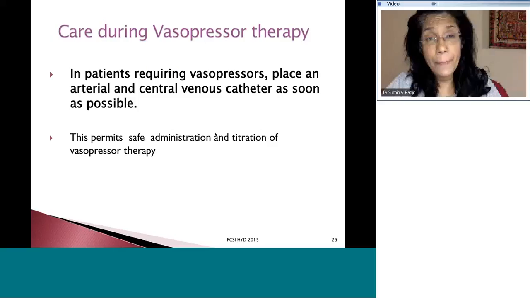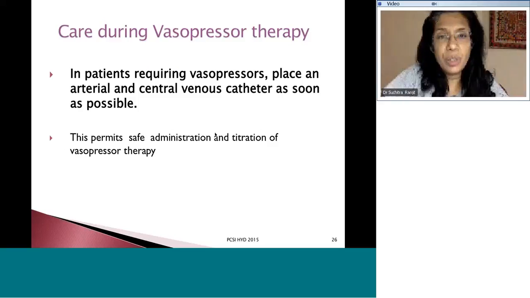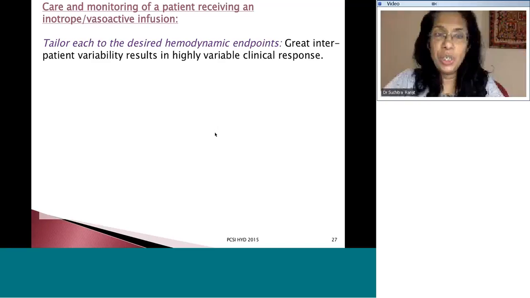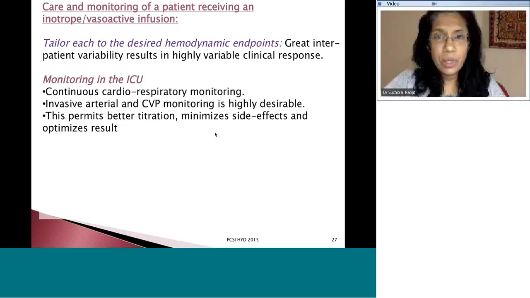Care during vasopressor therapy: in patients requiring vasopressors, as soon as possible we must get a reliable arterial and central venous catheter, because then you can give very safe administration. Central line access will permit safe administration without peripheral ischemia, and arterial line insertion will tell you exactly what the diastolic blood pressure, the mean, and the pulse pressure are, and you can titrate your vasopressor much more precisely. When you have a patient on an inotrope and vasoactive agent, it's very important to titrate each agent to the desired hemodynamic endpoint. There can be a very variable clinical response, and you must have your goals very clear at the outset. As I said, continuous intra-arterial monitoring is highly desirable, so you have better titration and minimize side effects.